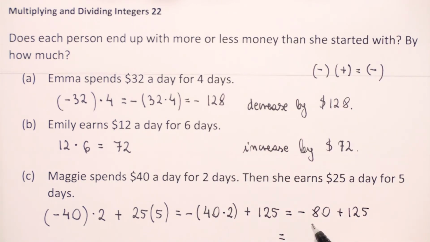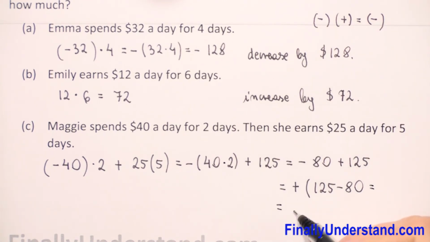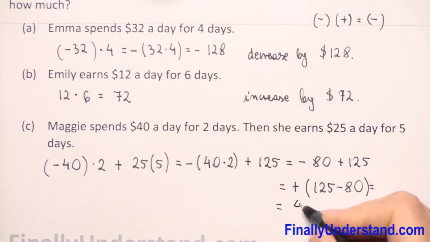So this is equal. We have a negative number plus a positive number. When we add a positive and a negative number, first we check the sign of the larger number. 125 is greater than 80. Before 125 we have a positive sign, so the answer will be positive. And we subtract the smaller number from the greater number. Positive sign we don't have to write. 125 minus 80 is 45. Now we got a positive number.